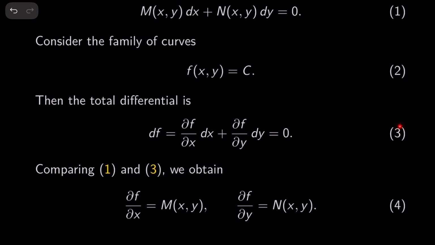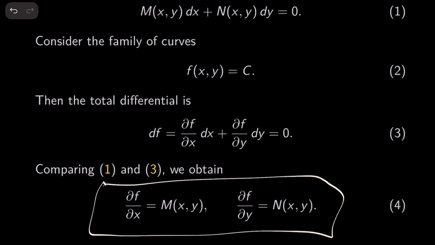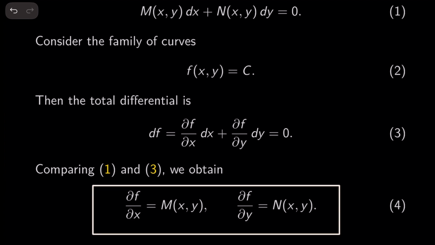Comparing equation 1 to equation 3, we obtain partial of f with respect to x is equal to M(x,y) and partial of f with respect to y is equal to N(x,y). And so these are the two main equations that we are going to use for an exact differential equation.